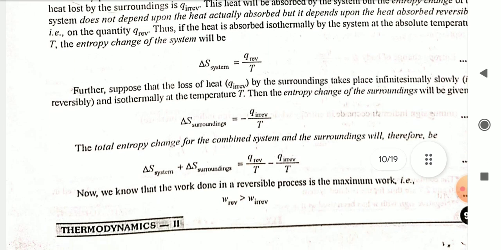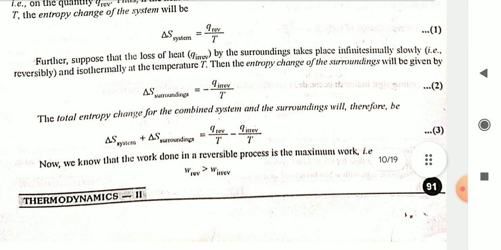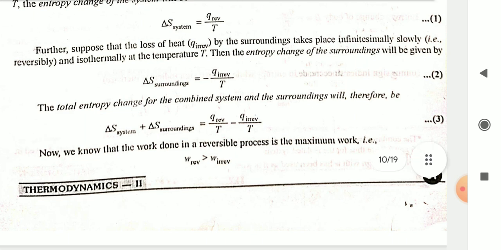Further, suppose that the loss of the heat Q irreversible by the surrounding takes place isothermally at the temperature T. Then the entropy change of the surrounding will be given by del S surrounding is equal to minus Q irreversible by T. The total entropy change for the combined system and the surrounding will therefore be del S of system plus del S of surrounding is equal to Q reversible by T minus Q irreversible by T. Now we know that the work done in a reversible process is a maximum work. Q reversible is greater than Q irreversible.